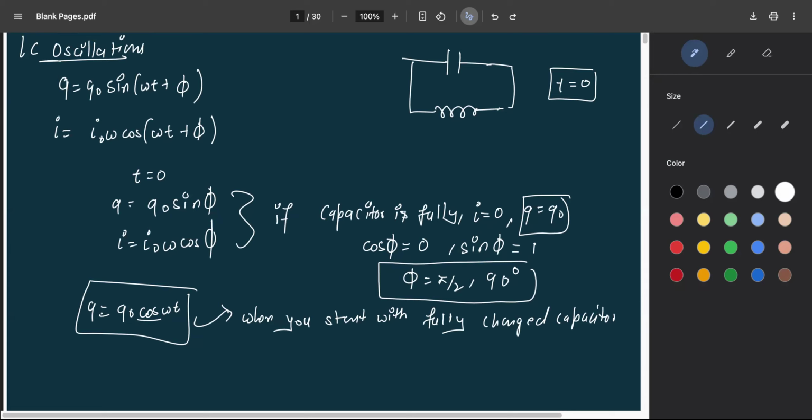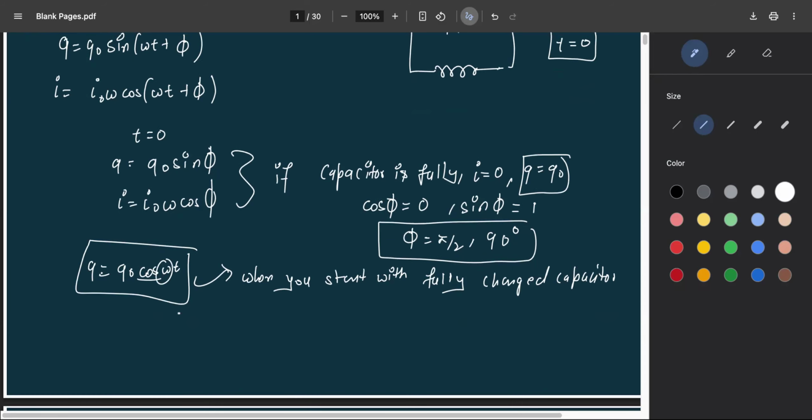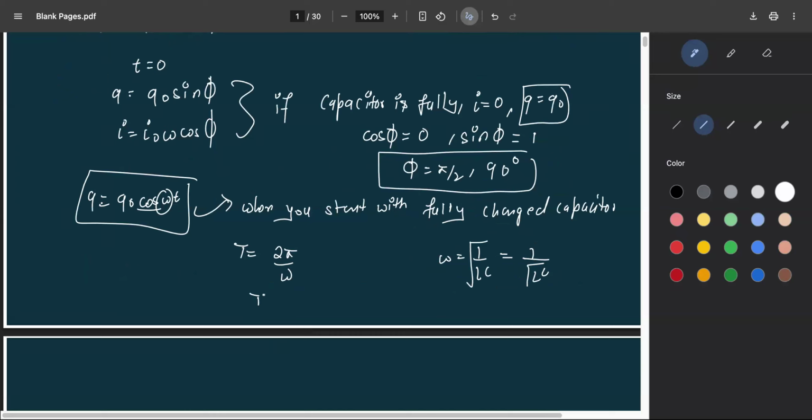No doubt, right? Now my task is to calculate the time period. If you could remember, the time period is nothing but 2 pi by omega. What is omega? From the previous class, omega was equal to 1 by under root LC. So T comes out as 2 pi root LC. This is the time period you are supposed to get. Or the frequency from this equation is 1 by 2 pi root LC.